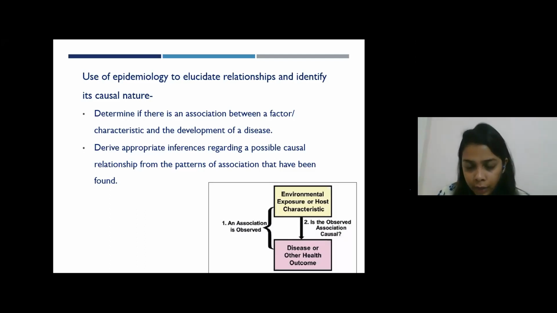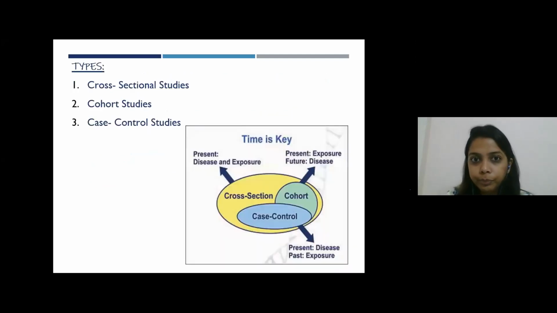Now, if you have just that much information, you cannot make a causal inference. You cannot say smoking is causing lung cancer unless you do a type of study where you're directly observing the causation. So association and causation are two different things. And if there is a causation, of course, there has to be an association. But just the presence of association is not indicative of a causal relationship.